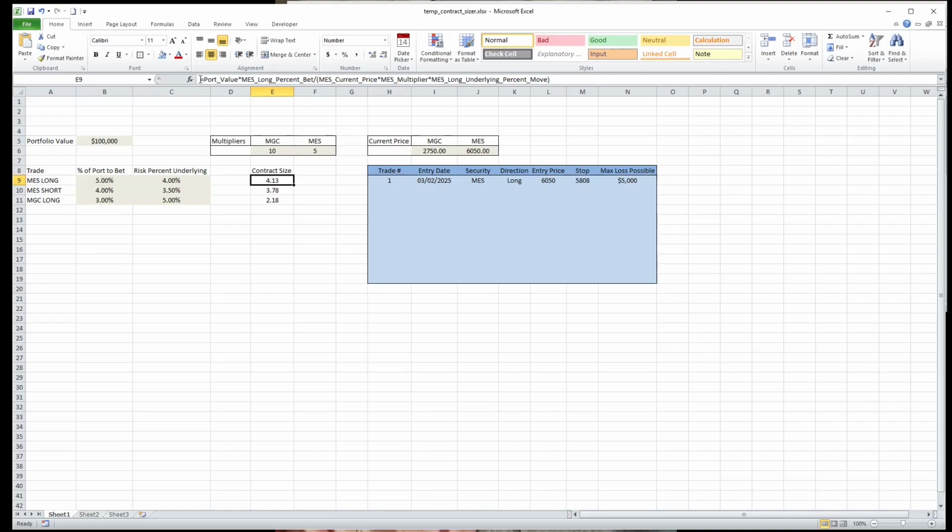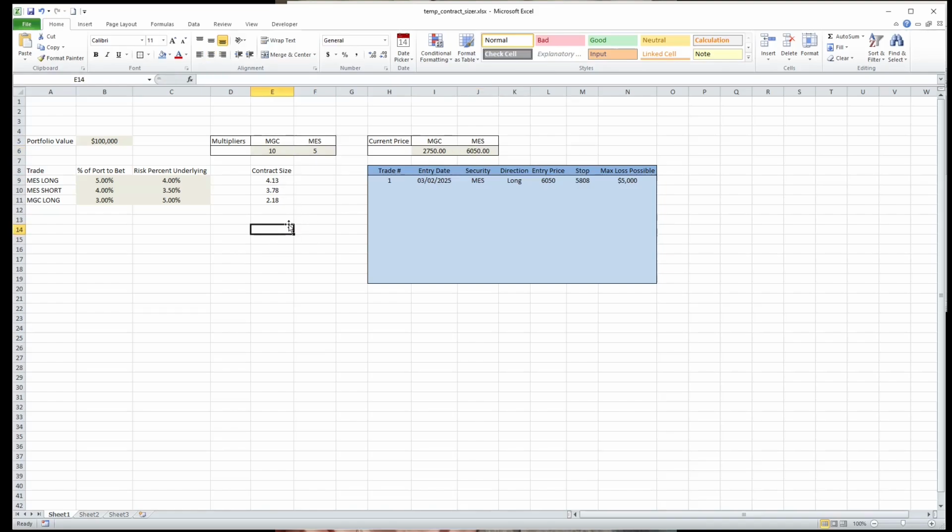So I'm going to just leave this up here for a second. Actually, you can pause it up into the formula bar, and you can read it. And you'll see we just used the portfolio value. That's a long percent bet. Long underlying percent move. This is your multiplier, and this is the current price, right? So that's what you need. So you can stop that and you get that calculation.